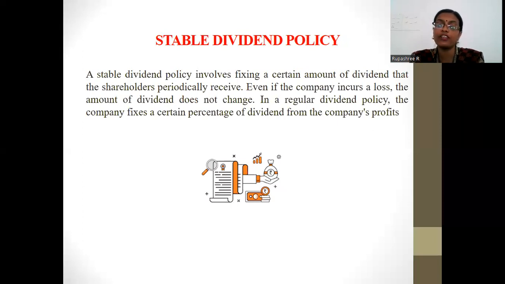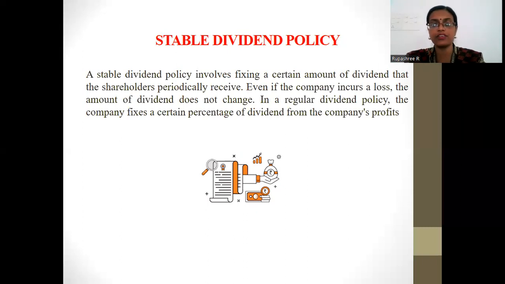So even if the profit of the company is very high, let's say for example, the profit of the company is 1 crore, the amount of dividend that you pay per shareholder will remain as rupees 10, for example. Similarly, if the profit of the company is less, let's say the profit is only 1 lakh, even then the amount of dividend paid by the company to its shareholders remains as rupees 10.